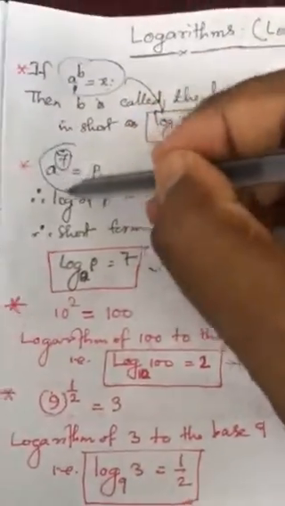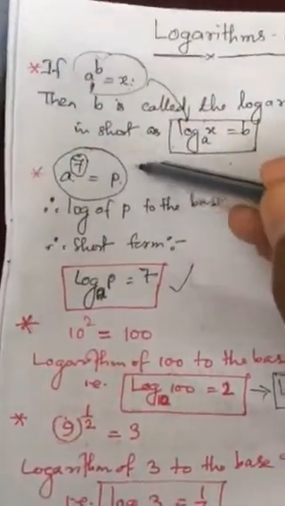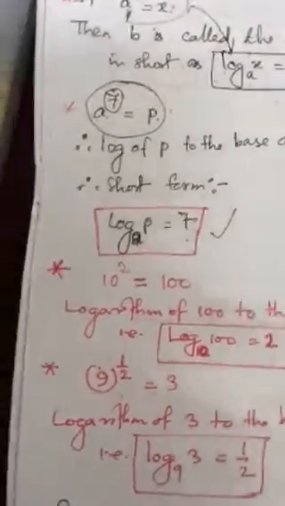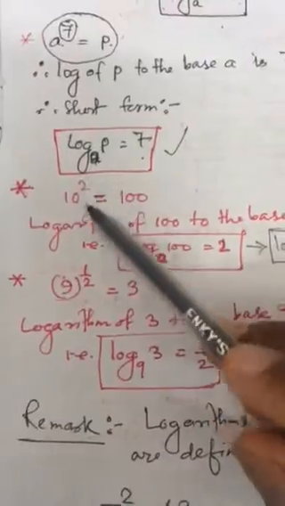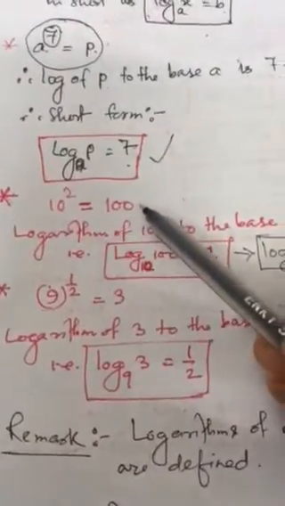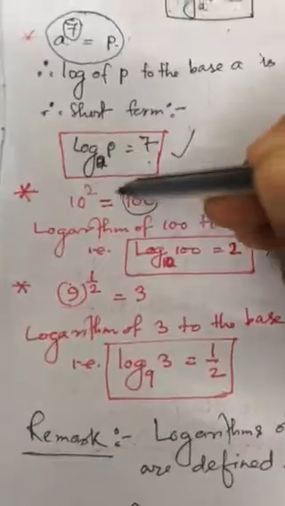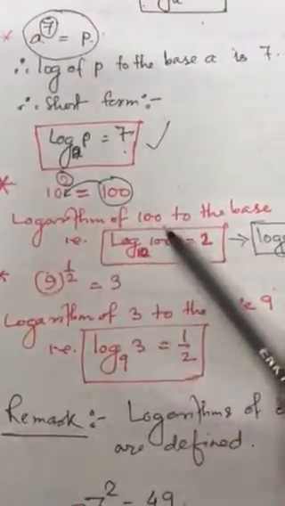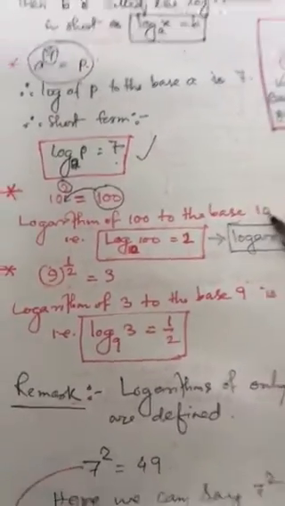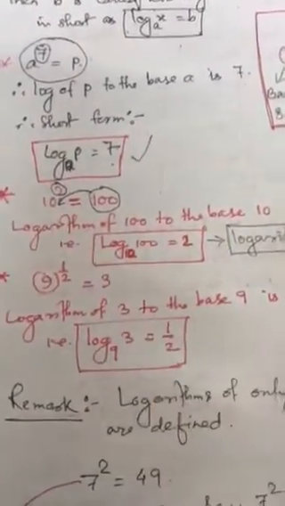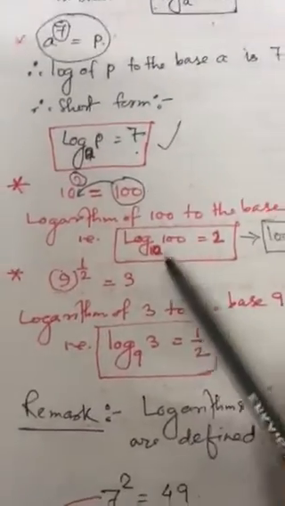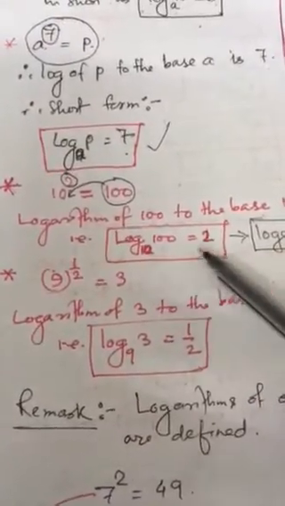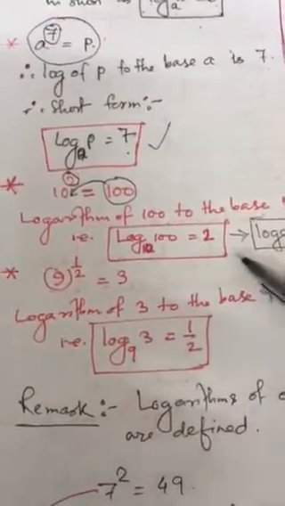This is called index notation or index form. This is called logarithmic notation or logarithmic form. So here you see 10 squared, 10 to the power 2, equal to 100, means log of 100 to the base 10 is 2. Got my point? In short, log of 100 to the base 10 is 2. This is called logarithmic notation.